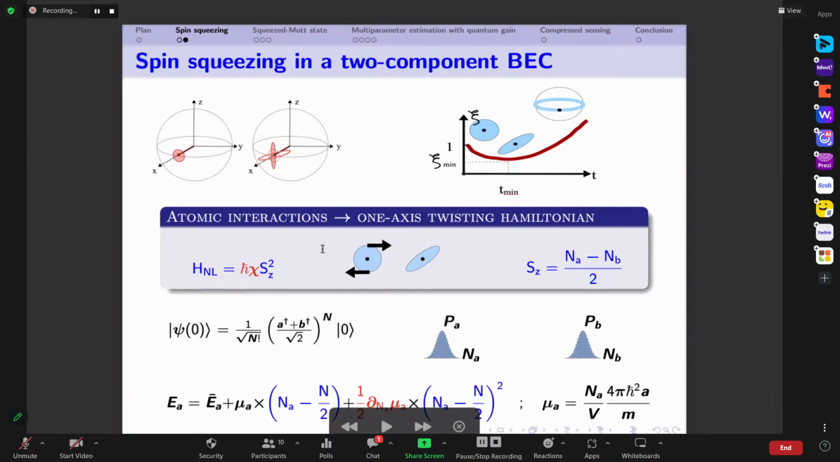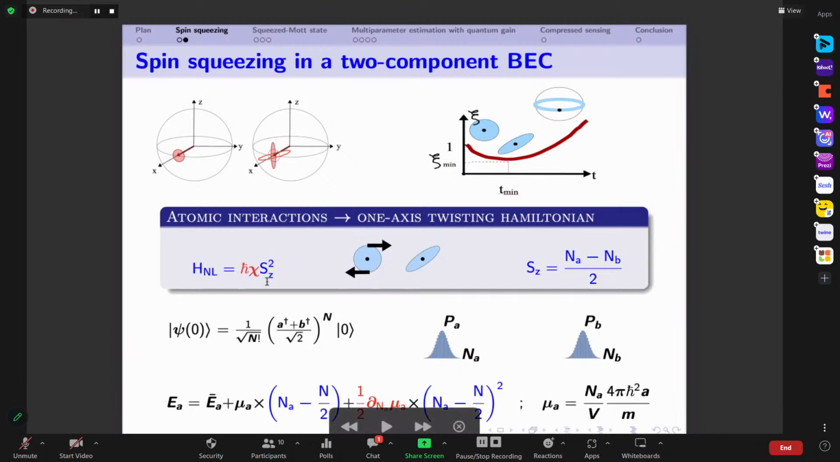The atomic interaction actually creates a nonlinear part of the Hamiltonian that is proportional to Sz square. Sz is the Z component of the collective spin. Sz is the difference of the number of atoms in internal states A and B.